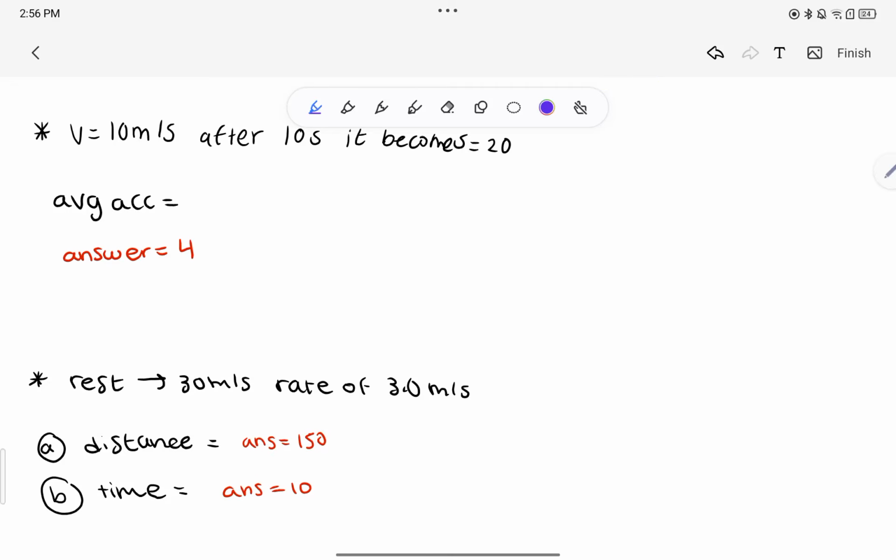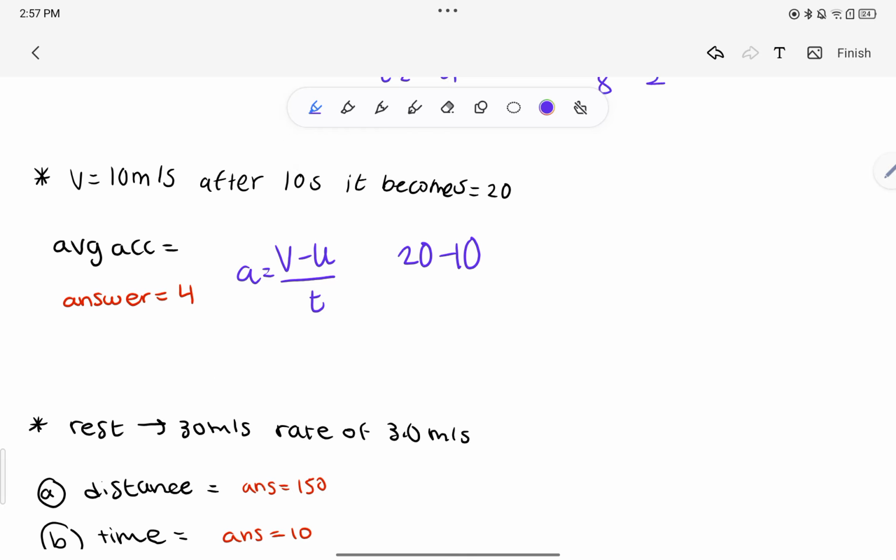Okay, now v equals 10 meters per second. After 10 seconds, it becomes 20. So initially it was 10, and then final became 20. So you will use v minus u over t. A equals v minus u over t. So 20 minus 10.